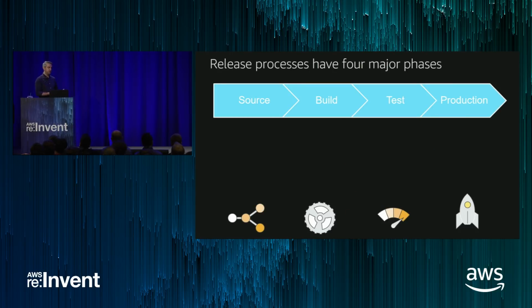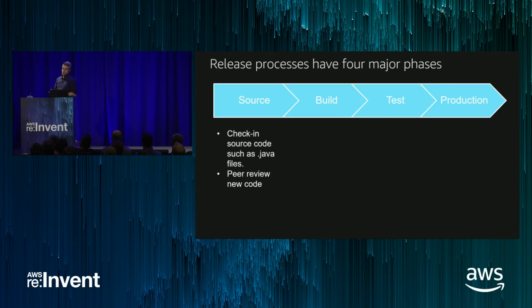Now, the other part to this talk is about CI and CD. And so from the AWS perspective, when we talk about CI and CD, there's a couple of core concepts that I want to set our definition for how we think of them. So the first is that the release process has what we consider 4 major phases. So we have a source phase, which is where you're going to check in your code, such as your Java files or Node.js or Python, whatever it is. You might also do something like peer review. And actually at AWS and Amazon, we lean very heavily on peer review as a requirement of our development pipelines.